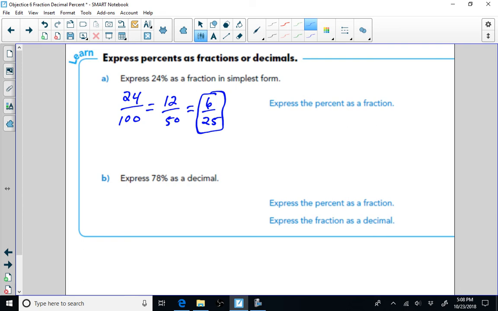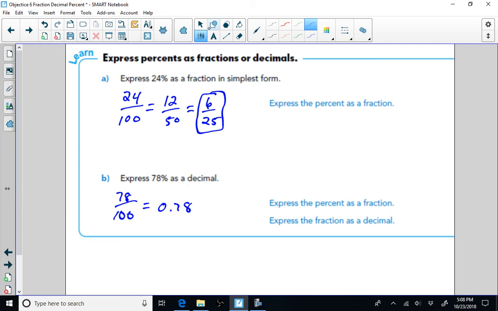If I want to express 78% as a decimal, first I write the percent as a fraction. So that's going to be 78 over 100. And then, how do I write 78 over 100 as a decimal? I would write that as 78 hundredths, because 78 hundredths is the same as 78 out of 100.